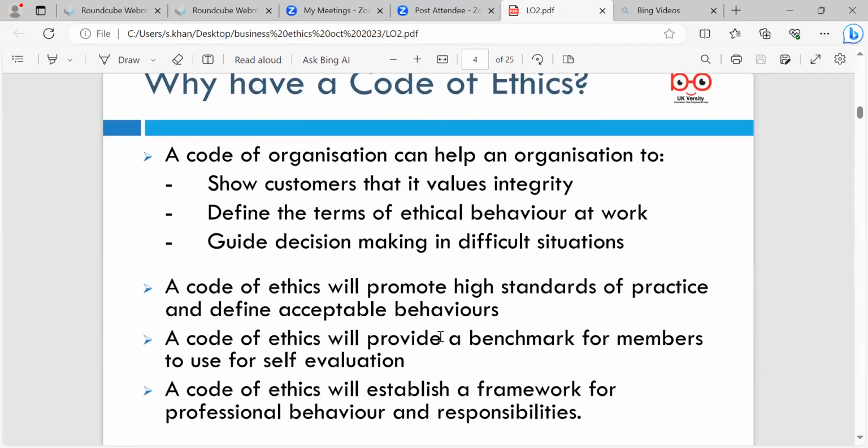Why have a code of ethics? A code of ethics can help an organization to show customers that it values integrity, you know, that the business is valuing the customer's integrity, but also that it looks after the customers. It is there to define the terms of ethical behavior at work. What's ethical behavior at work?